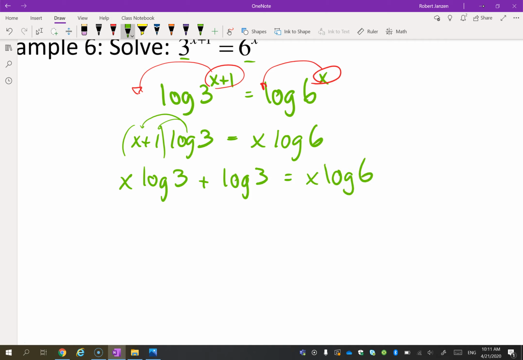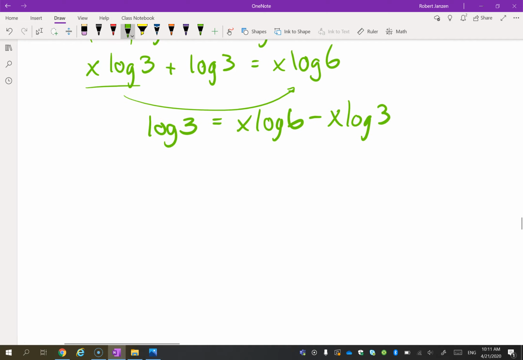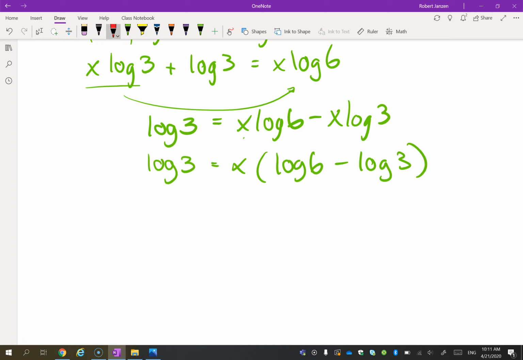I now want to bring both terms with x to one side. So I'm going to have x log 6 minus x log 3. Okay, and I'm going to show you the little trick of how do I get x by itself when there are two x's. Well, what I want to do is factor out that x. If I factor out the x, I'm left with this. And now to get x by itself, that's what I'm going to divide by.